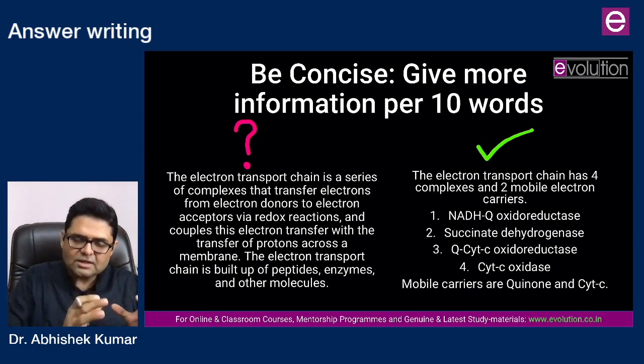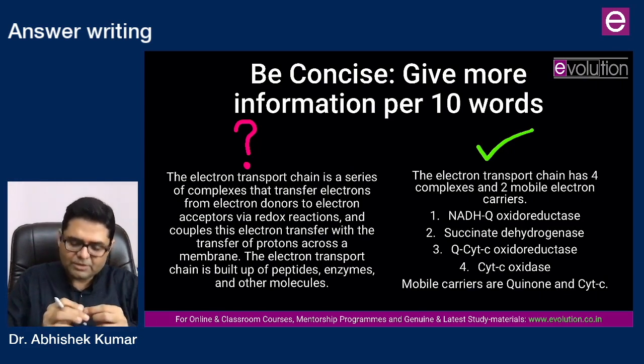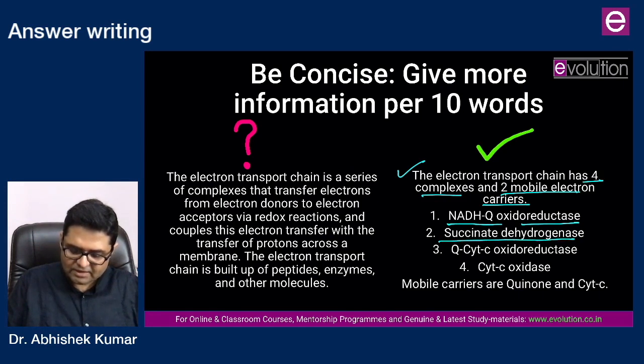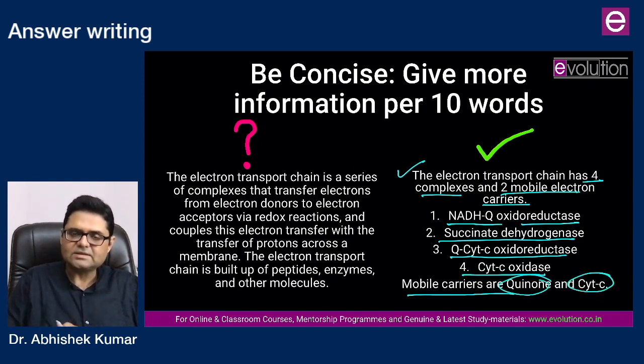You have to distill to the most relevant information, and it is as simple as this. The electron transport chain has 4 complexes and 2 mobile electron carriers. That's it. Name the 4 complexes: NADH-Q oxidoreductase, succinate dehydrogenase, Q-cytochrome c oxidoreductase, and cytochrome c oxidase. Then name the mobile electron carriers. Mobile carriers are quinone and cytochrome c. That's it. So write concisely, and as earlier discussed, write with specific information.